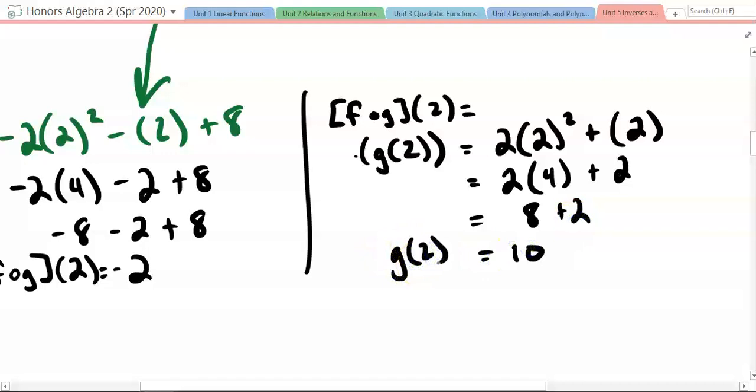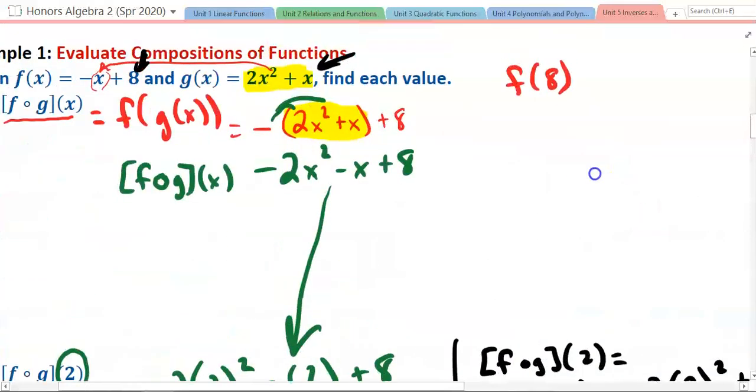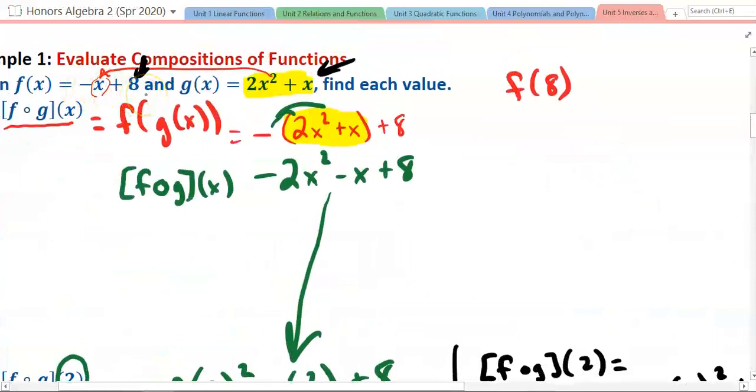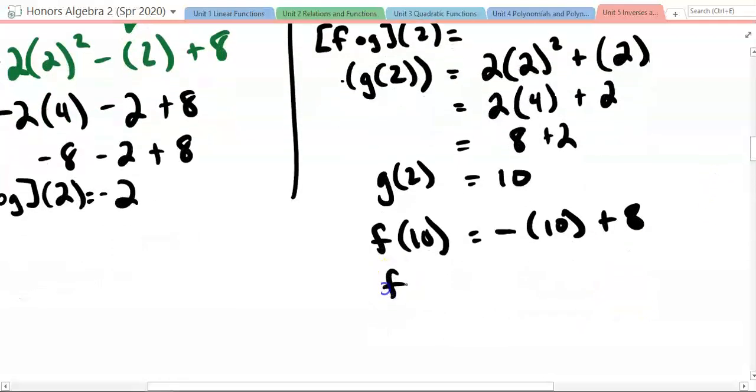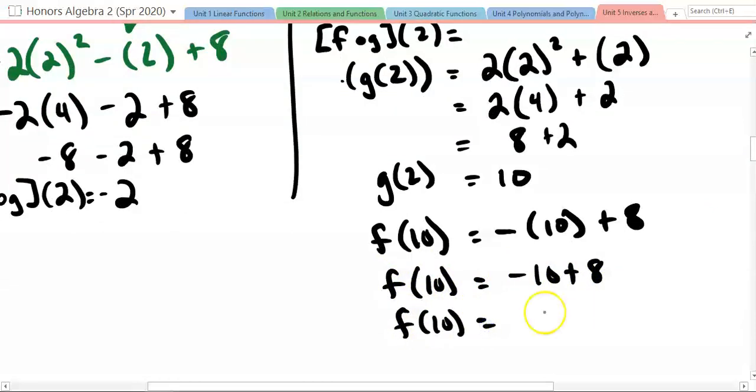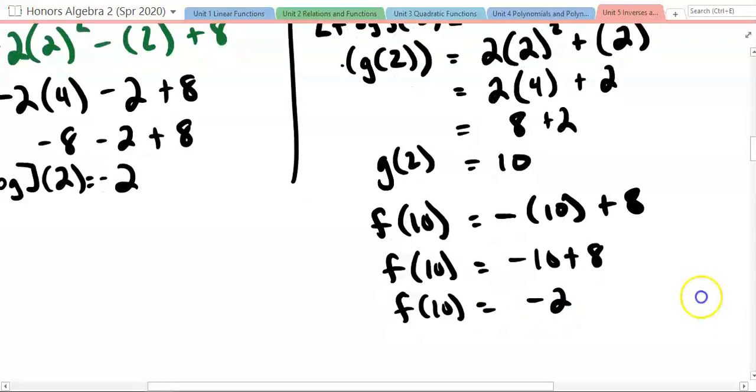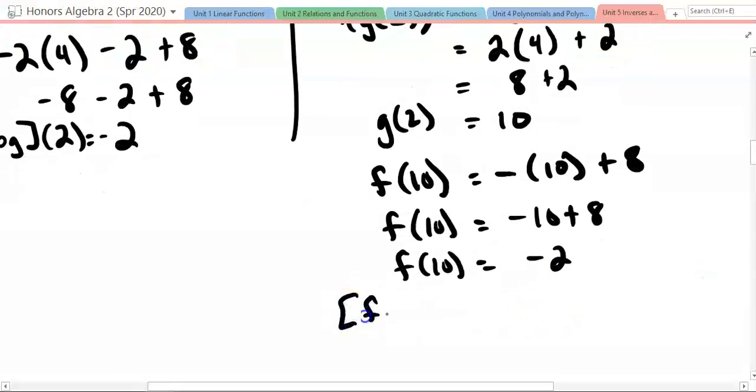Now, I'm going to take my result and plug that into the f function. So I'm going to take f of 10 and plug it into the f function. It's negative x plus 8. And so negative of 10 plus the 8. And so f of 10 is equal to negative 10 plus 8, which would be equal to negative 2. Meaning that f of g of 2 is equal to negative 2.